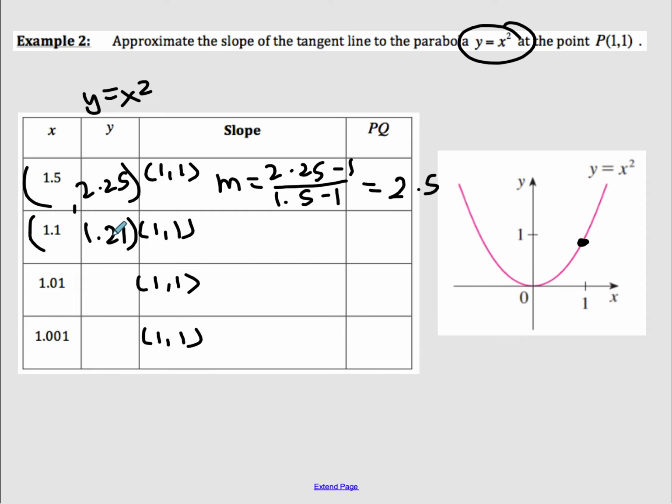I'm going to give you guys a second. Why don't you pause and find the slope of the next three? Because you need to show your work. How do you find the slope of the next three? So go ahead and pause that.